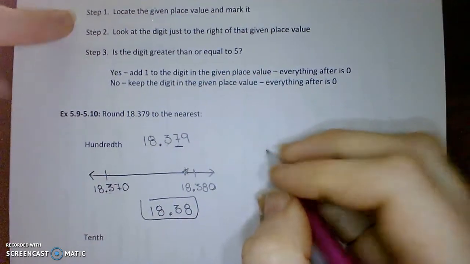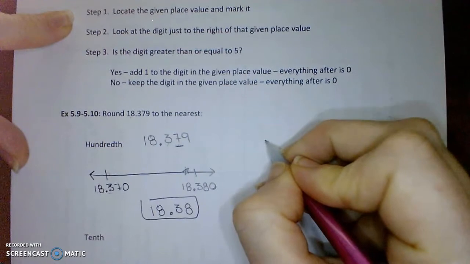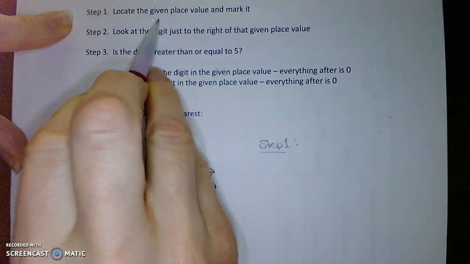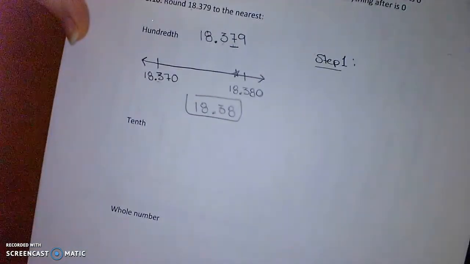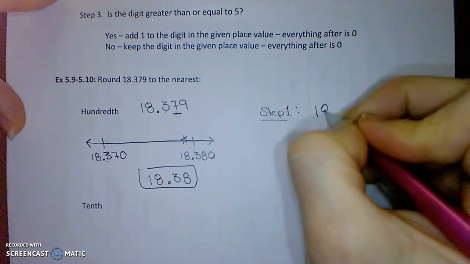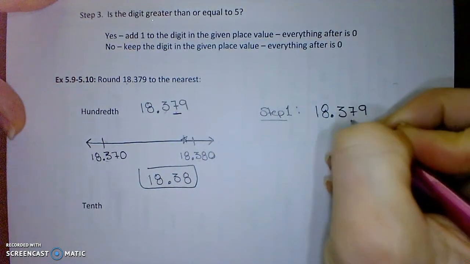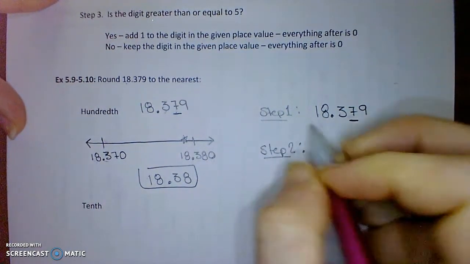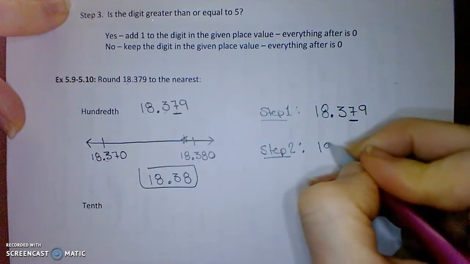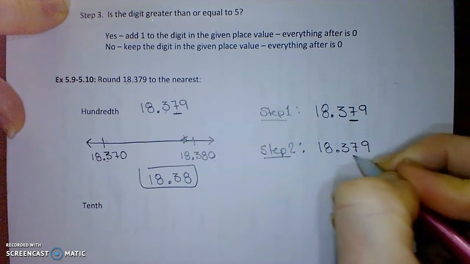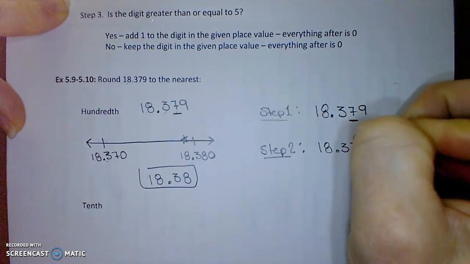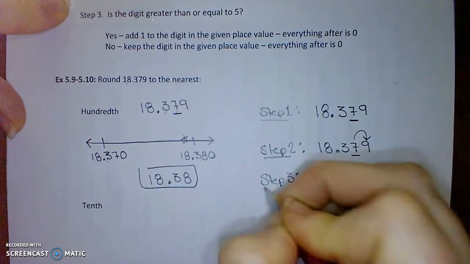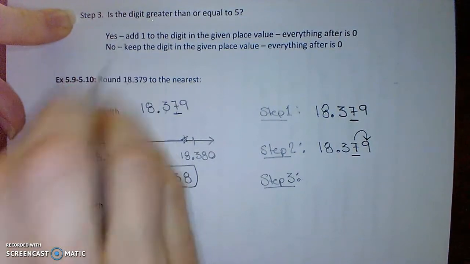Now let's use method number 2. Step 1 is locate the place that we want to round to and then mark it somehow. So I've got 18 and 379 thousandths. So let's locate that place. Step 2 is look at the digit just to the right of that given place value. So here's the place I want to round it to, and I'm looking at the number just to the right of it. Okay. Step 3, you ask yourself, is the digit greater than or equal to 5?